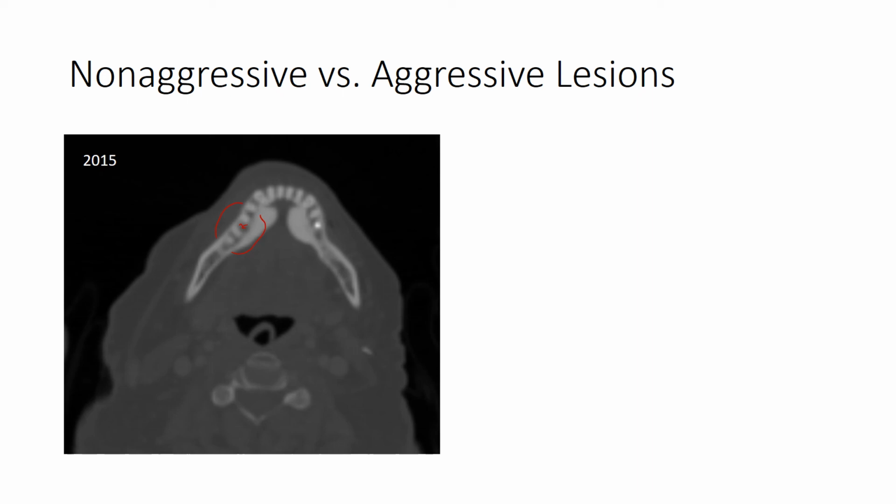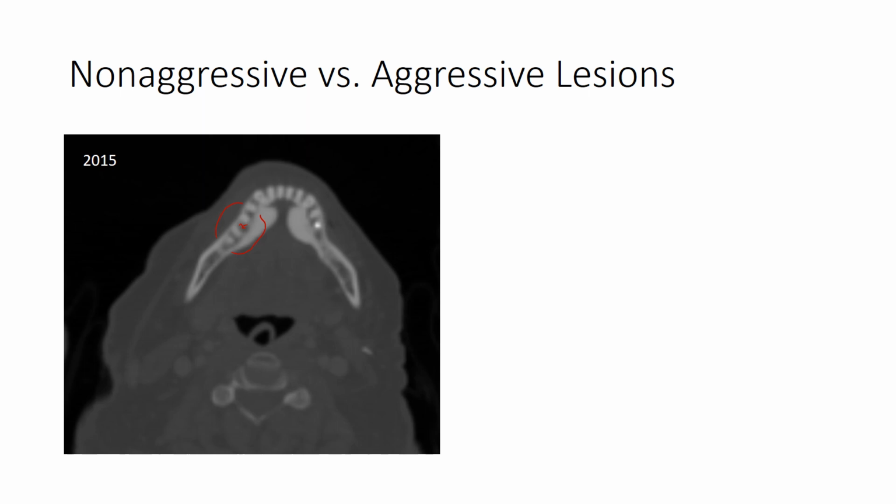But this lesion is cortically based, and for the most part, cortically based lesions are less aggressive than a marrow-based lesion, and that makes sense. Metastatic disease tends to go to the marrow, infection tends to affect the marrow. Again, that is not a hard and fast rule. There is an entity called juxtacortical or periosteal osteosarcoma, which actually is a less aggressive form of osteosarcoma, but nevertheless is an aggressive lesion.